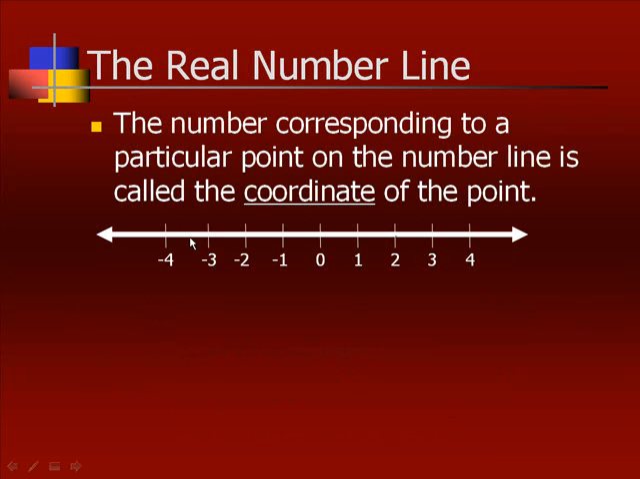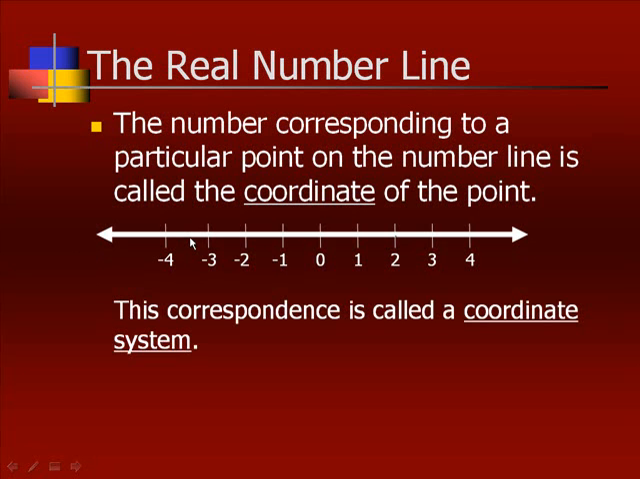If we have our number line, the number part, the location it is, is what we call the coordinate of the point. Okay, the correspondence is called a coordinate system. So this has a coordinate of 2. This point right here would have a coordinate of -3. This right here would have a coordinate of 0.5 or 1/2.